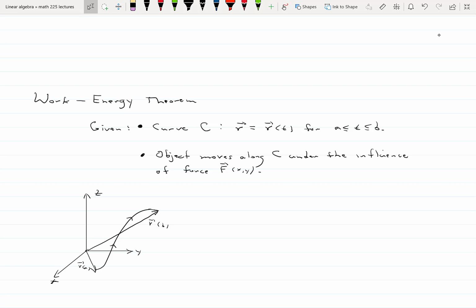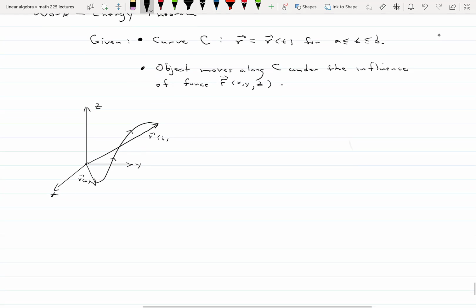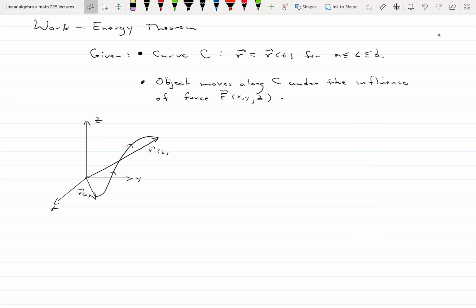So we move an object along a curve C under the influence of some force F, gravitational force or whatever, depending on x, y, and z, actually. That's really kind of important here, because we're in 3-space. I think it also generalizes.